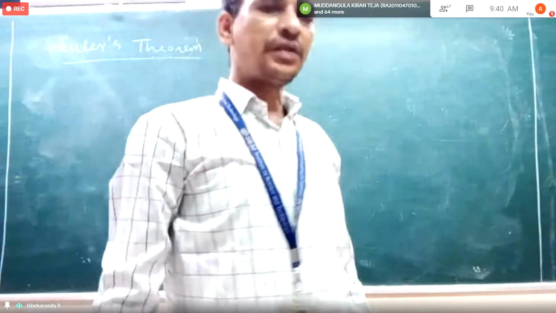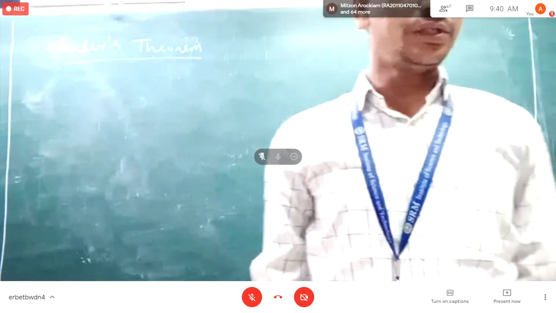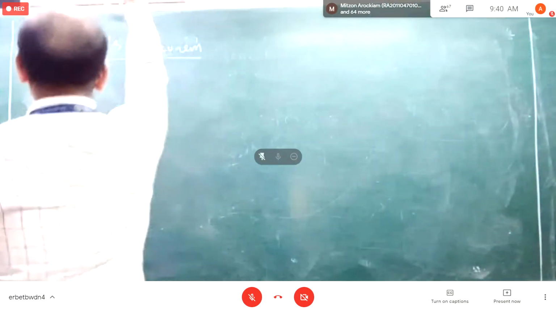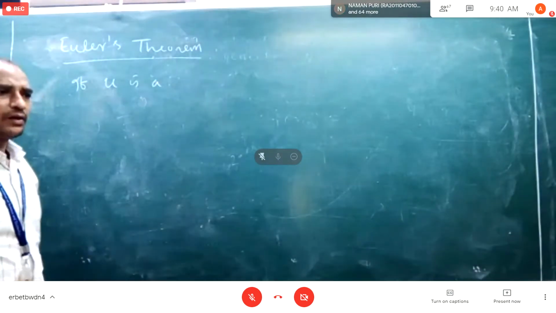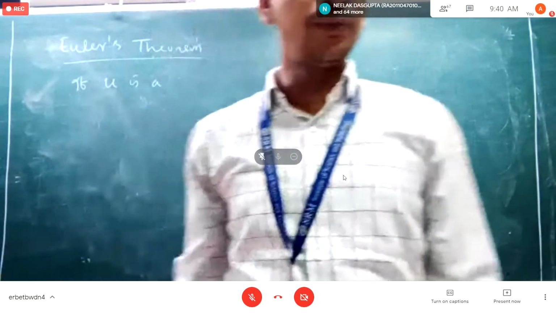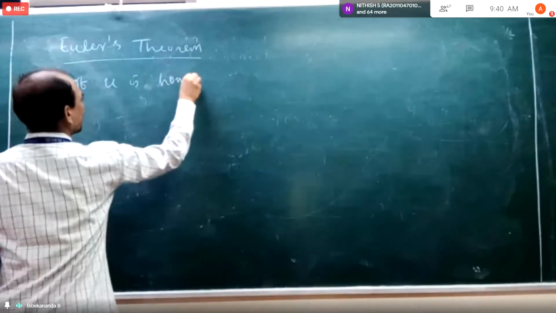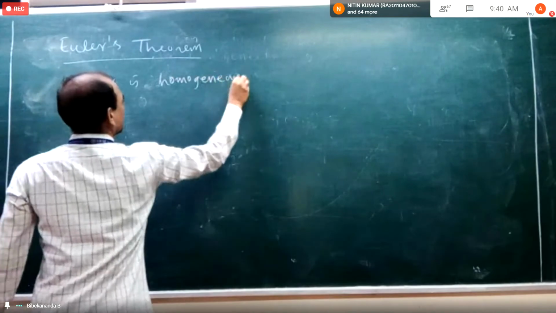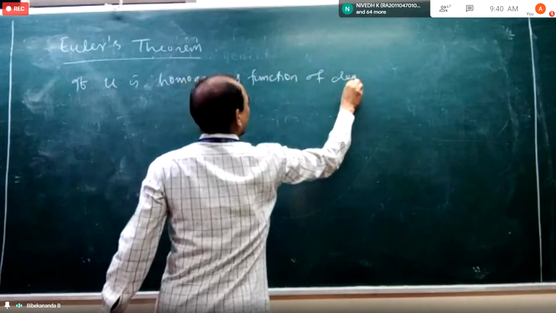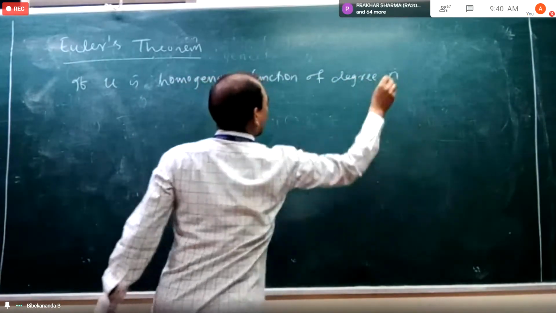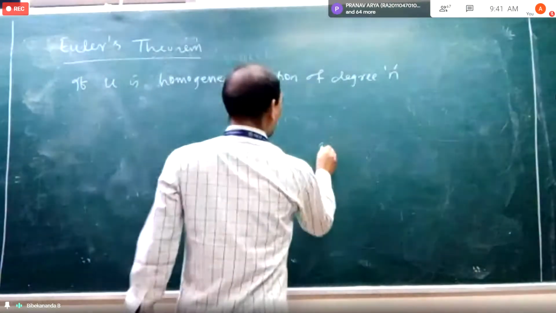So this Euler theorem is useful only for homogeneous functions. What is the statement of that one? Let us see. If u is a homogeneous function of degree n, that means u can be written like this: x to the power n into phi of y by x.